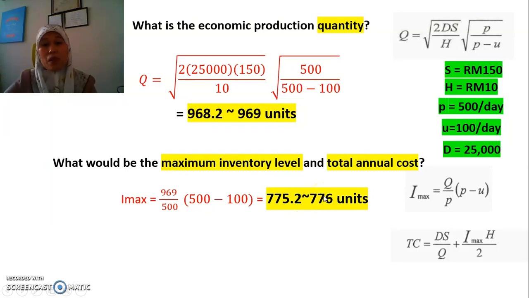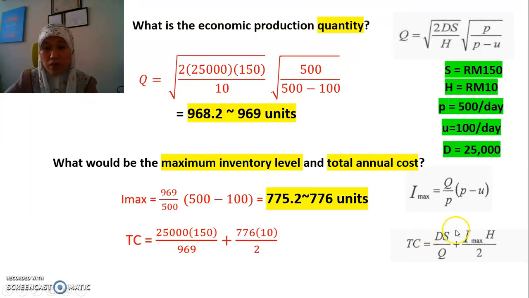Next, they ask us for the annual inventory cost. So we have the IMAX value here, 776.